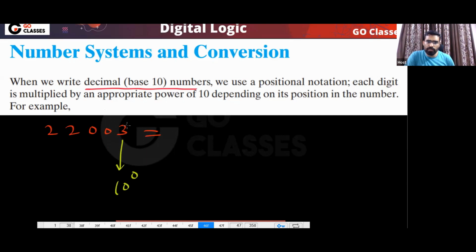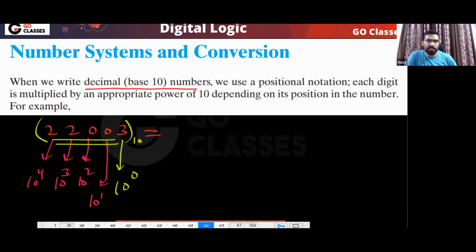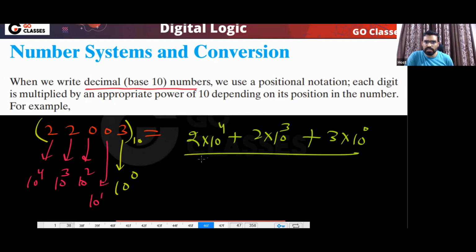This has weight 10 power 0 because this is a number in the decimal system. What is the weight of this one? There are 4 symbols on the right, so this will have weight 10 power 4. This is the weight 10 power 3, this has the weight 10 power 2, and this has the weight 10 power 1. Now if you calculate, these are 0, so you don't have to worry. You can multiply this 3 with its weight, this 2 with its weight, and this 2 with its weight. This is how you can do it.